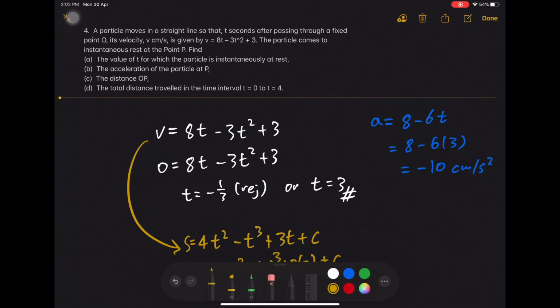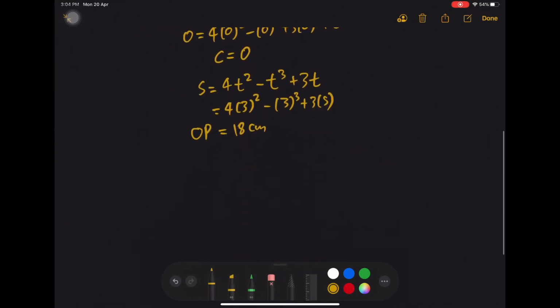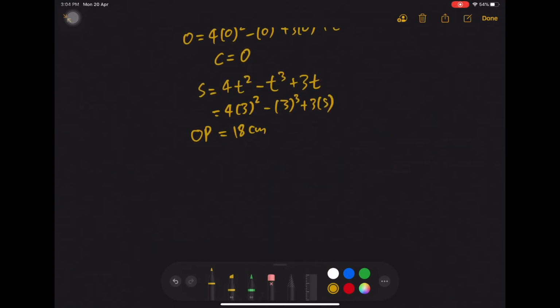So we know that from 0 to 3 seconds, it travels 18 cm. But what about 4 seconds? We're going to still use the formula for my displacement, and substitute a few values inside. When t is 0, you get that your displacement is 0. When you substitute 3 inside, like what you did just now, you get 18 cm. Now try to substitute 4 seconds inside, and you get 12 cm. What does this mean? The displacement reduced from 18 cm at 3 seconds to 12 cm at 4 seconds.